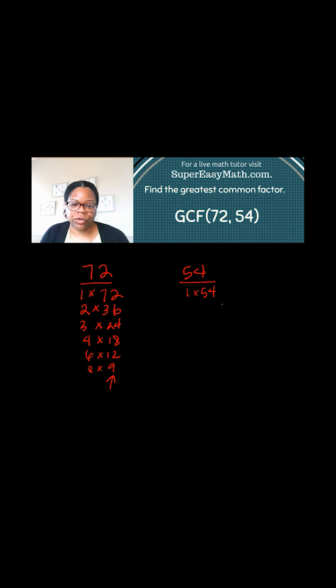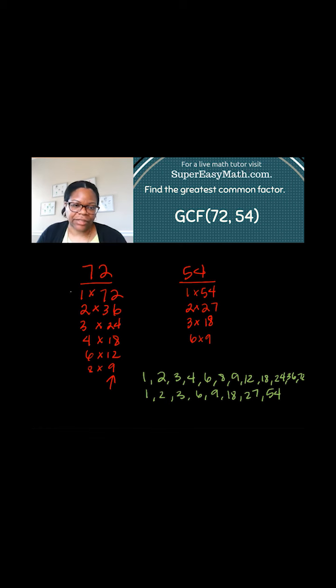Now for the 54, we have 1 times 54, 2 times 27, 3 times 18, 6 times 9. Now I like to look at the numbers, and along the perimeter, they go in order from least to greatest. So I wrote all of my factors for 72 here and all of my factors for 54 here.